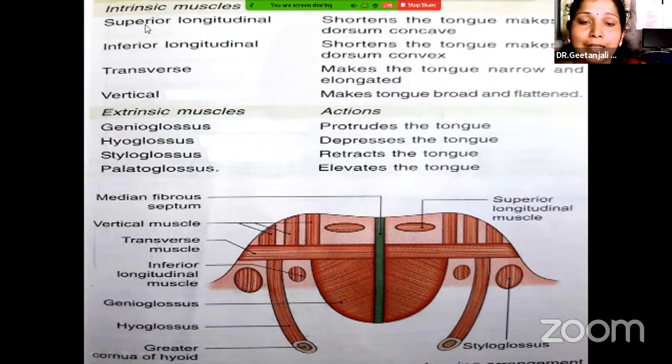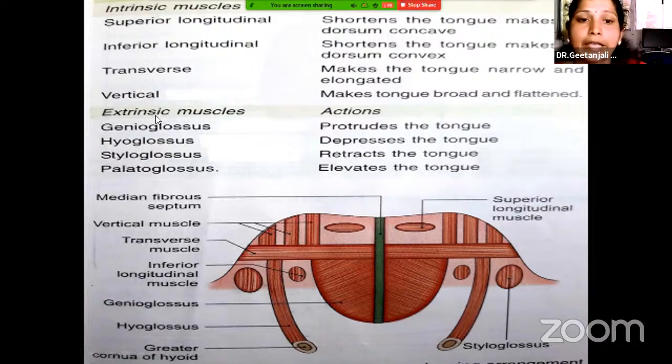So remember, the action of the superior longitudinal muscle and inferior longitudinal muscle are opposite. Superior longitudinal muscle makes the dorsum concave, while the inferior longitudinal muscle makes the dorsum convex. Again, the actions of transverse muscle and vertical muscle are opposite. Transverse muscle makes the tongue narrow and elongated, while the vertical muscle makes the tongue broad and flattened.